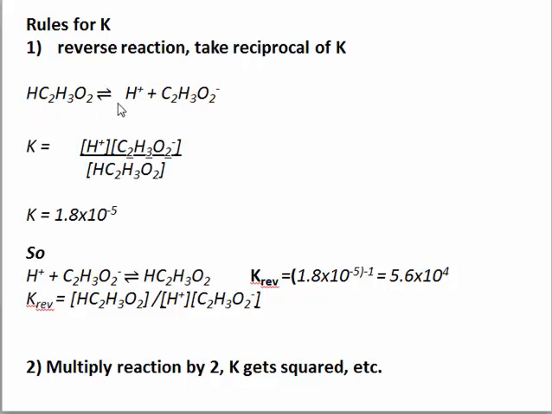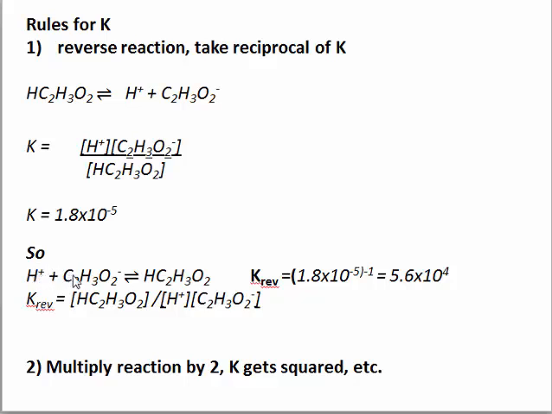For example, consider our acetic acid reaction. We know that at equilibrium, K equals H plus times acetate concentration over acetic acid concentration, and that this number, whatever these values come out to be, must be 1.8 times 10 to the minus 5.